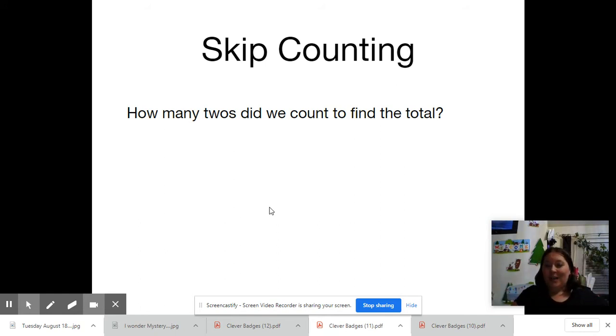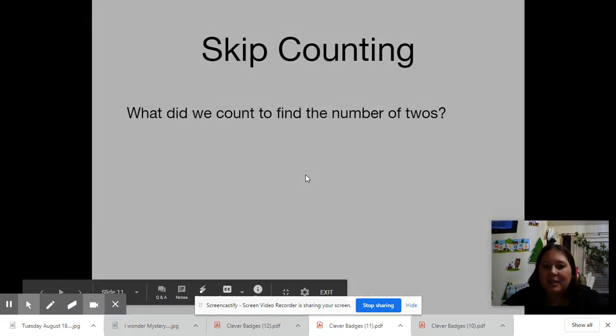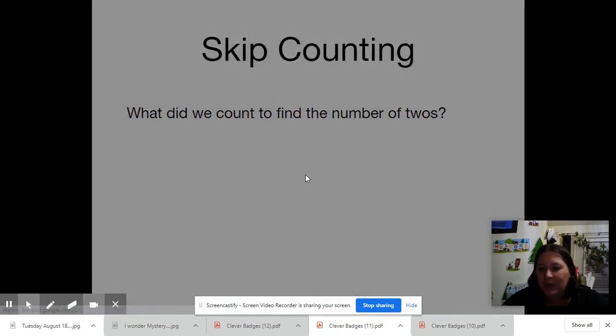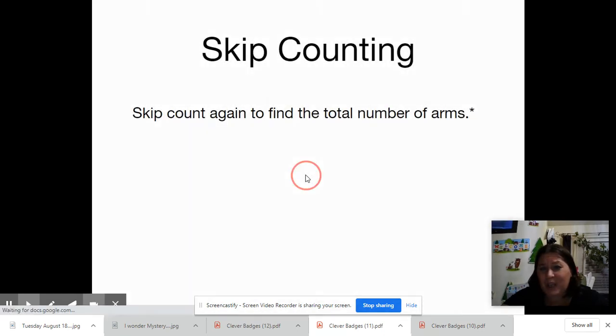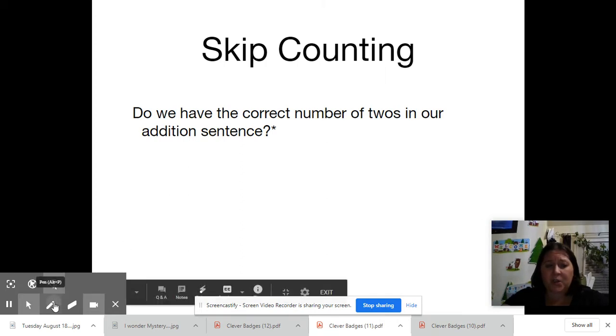So 10 students equal 20 arms. That's a lot of things people could hold, right? Yeah, we could hold lots of things. Good job. So we used skip counting by twos to figure it out. We could have put it together and made an addition sentence too with all of our groups of twos.